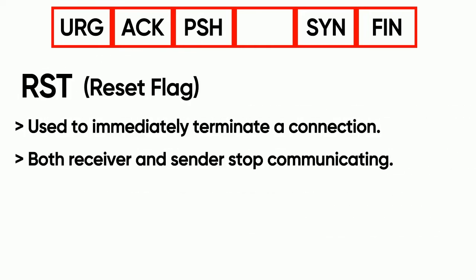Let's move on to the reset flag. This one is just used to terminate a connection. That's all it does. If a receiver gets a packet with this flag on, it just means that you should terminate the connection right now. And also if we receive a packet with the reset flag set to 1, it means that we can't communicate with the party that we want to communicate with. It usually means that the port we're trying to communicate with is closed. That's what the reset flag does.